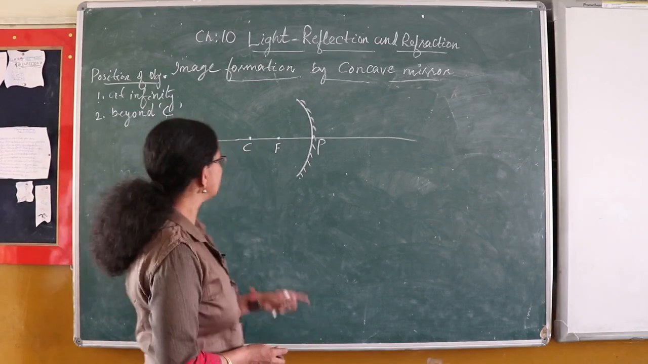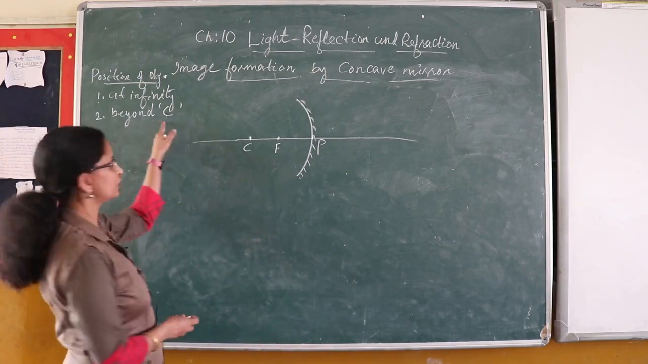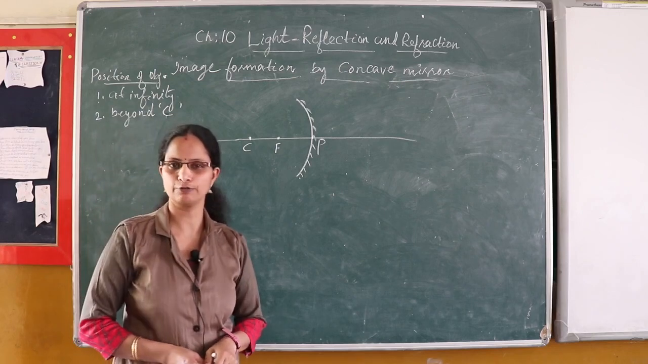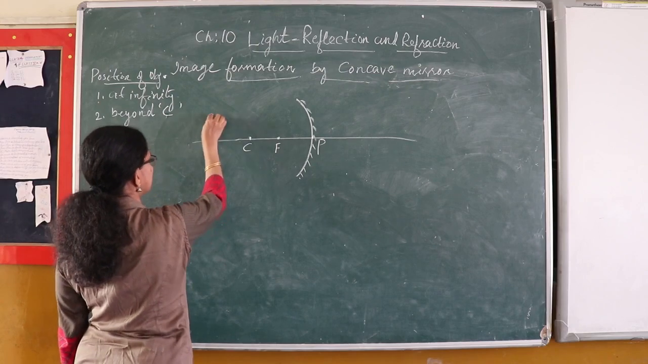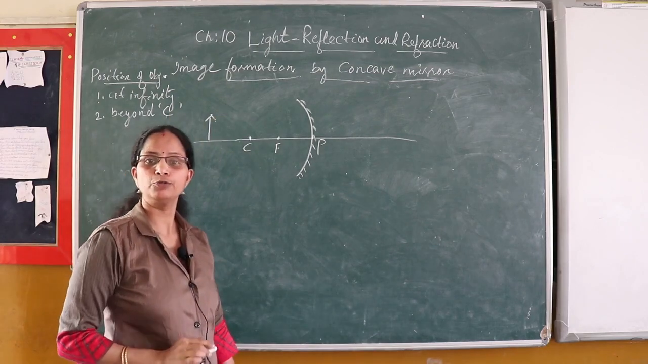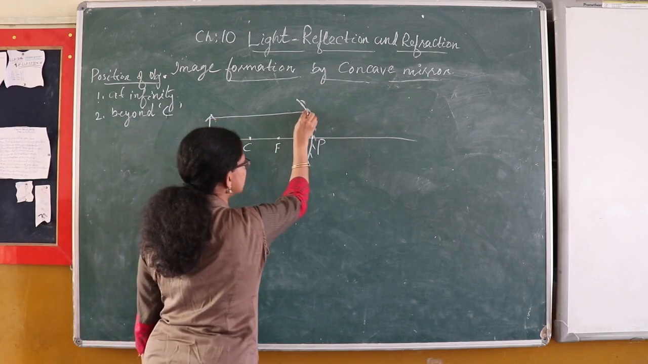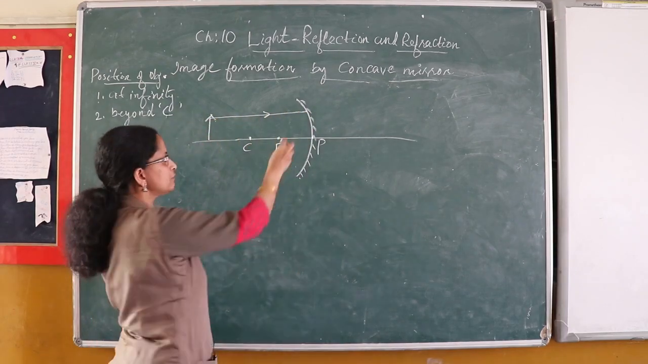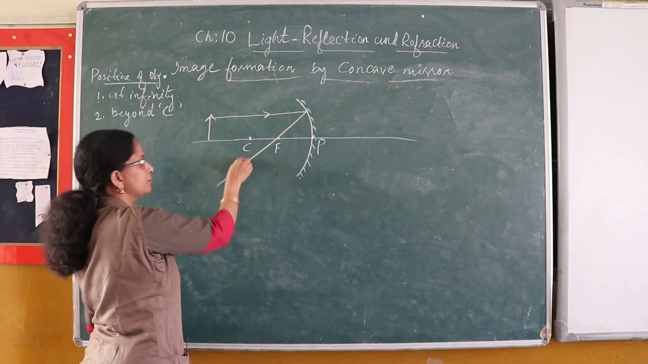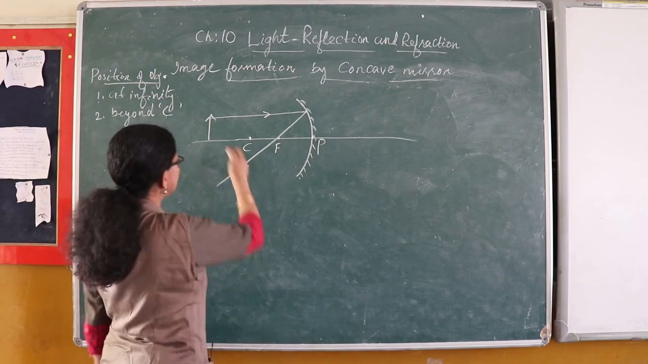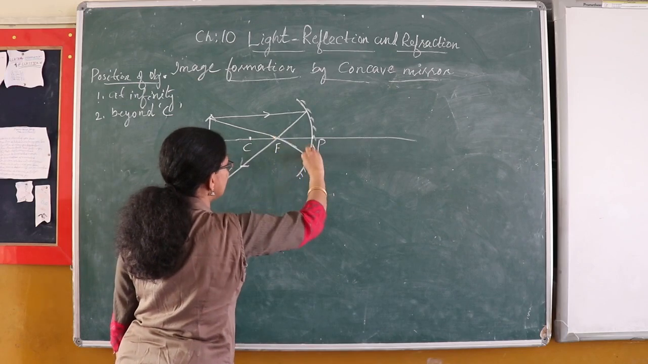Okay, now we are considering the image formation when the object is beyond C, that is, beyond the center of curvature. So here we have kept the object beyond the center of curvature and we consider two light rays. One is coming parallel to the principal axis, and as we know this ray after reflection passes through the focus, and another ray is going through the focus and strikes the mirror.